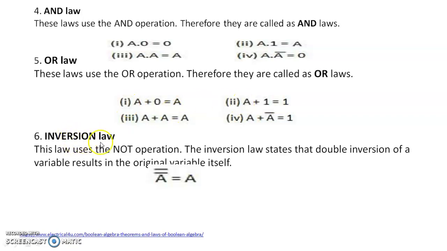Next we will study the inversion law. What is the inversion law? Actually this law uses the NOT operations. The inversion law states that double inversion of that particular variable results in the same as your original variable itself. Means if you consider the value of A as 0, inversion of 0 is 1. When you take again the inversion of 1, output will be 0. Means 2 times when you invert that particular input value, you will get the same output value as input.